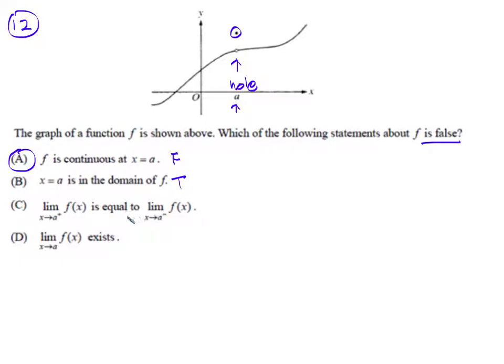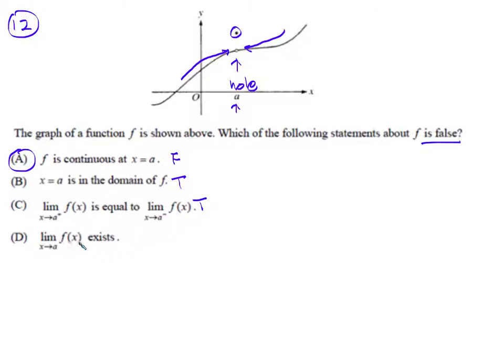The right hand limit is equal to the left hand limit. So again, what does that look like? The left hand limit is coming up here. I get to the height of this point. The right hand limit, I also get to the height of this point. Both of those are equal to each other. So this is also true.